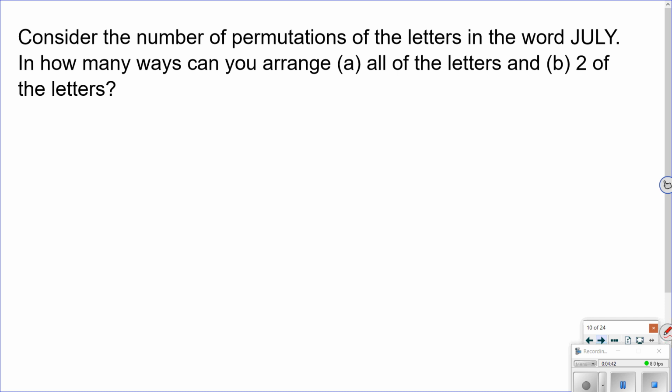So this gets a little bit tricky. Like if I try writing the sample space down, that takes a long time. So I'm going to approach this a different way. I'm going to approach it using the fundamental counting principle.